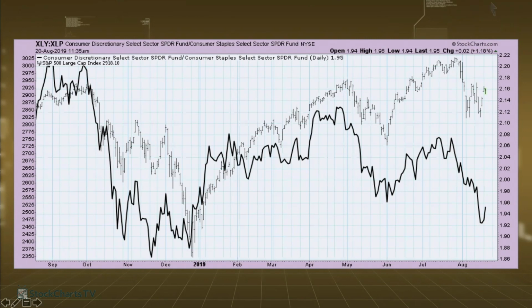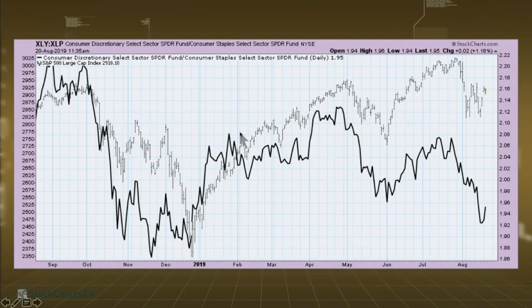Another way you can look at the sectors and what's going on with rotation is using price relative. This is a chart that's similar to what my partner Tom Bowley uses quite a bit. You can look at the price relative of consumer discretionary to consumer staples. So probably one of the most aggressive areas of the market versus one of the most defensive areas of the market. When consumer discretionary, that aggressive area, starts to show relative strength, we tend to see a confirmation and a rally continue.